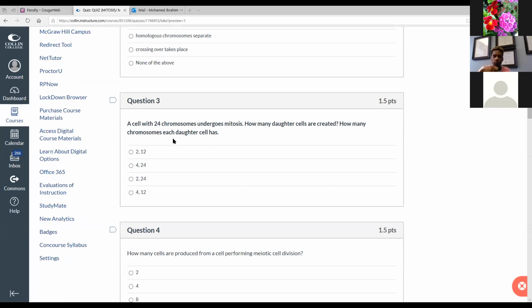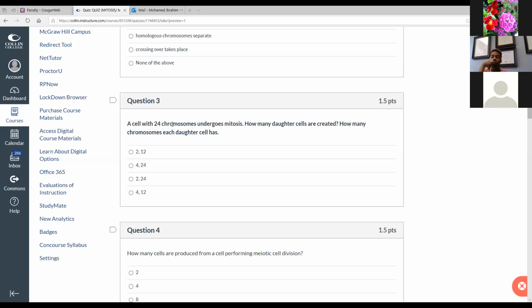And the question here was, if you start with a cell that has 24 chromosomes, and the cell undergoes mitosis. When you talk about mitosis, each cell gives 2 cells, not 4 like meiosis. And each cell will have the same number of chromosomes exactly like the starting cell. So this is another very important difference. In meiosis, you end up with 4 cells. Each cell has half the number of chromosomes.